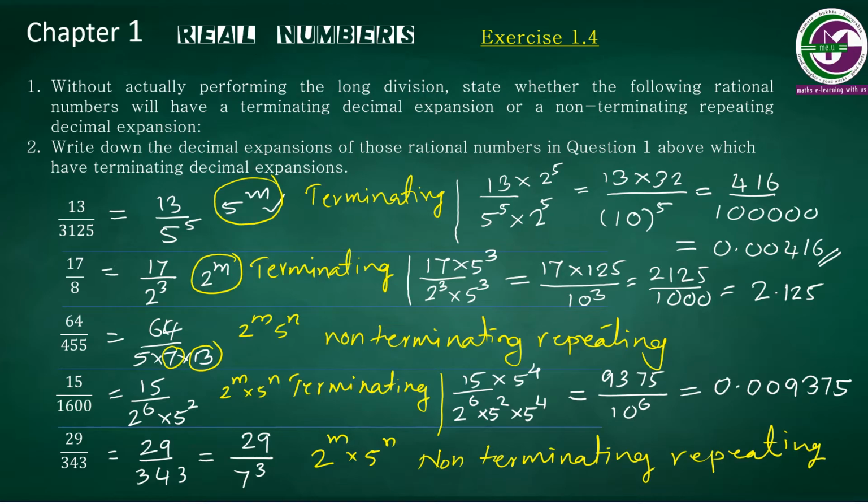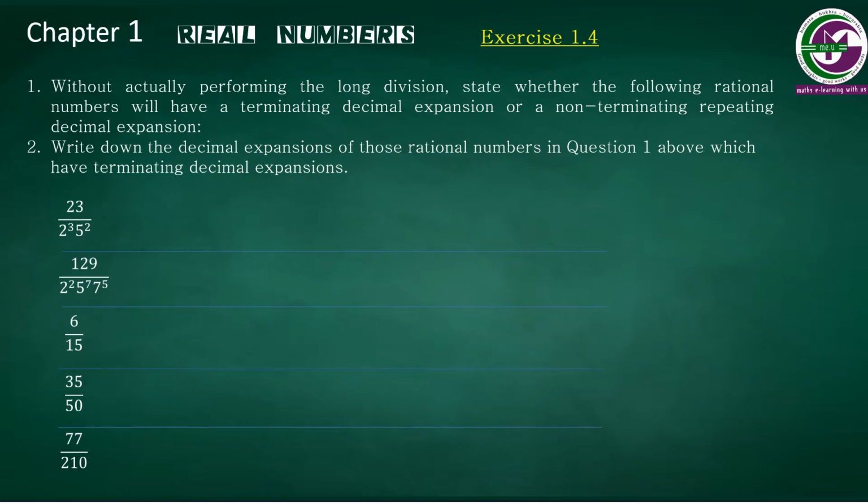Okay, now we'll move to the next question. 23 divided by 2 raised to 3 times 5 square. So already, the denominator is in the factorized form. The denominator is of the form 2 raised to m times 5 raised to n. That means it has a terminating decimal expansion. Terminating.